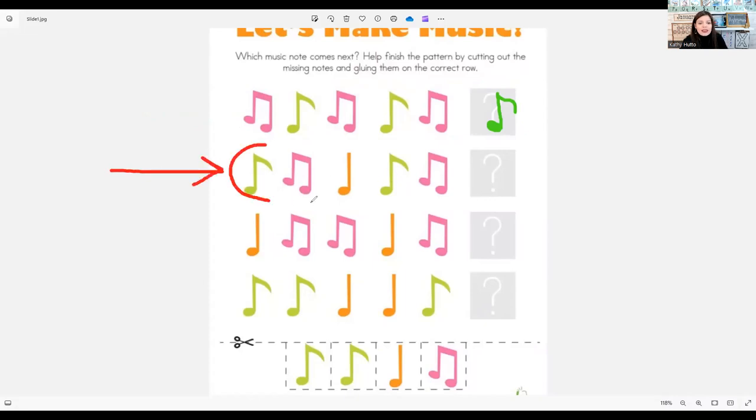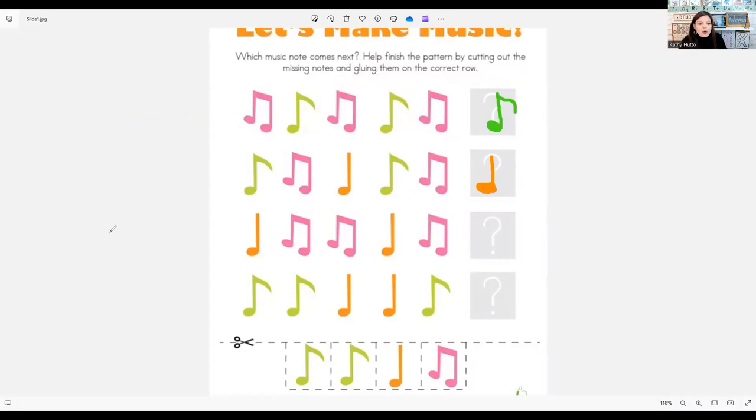So I think I found my pattern. Green, pink, orange music notes. Green, pink, orange. Green, pink. What will be next? Orange. Good. I'll just draw an orange note for us. All right, let's do the next one. We've got to figure out the pattern.